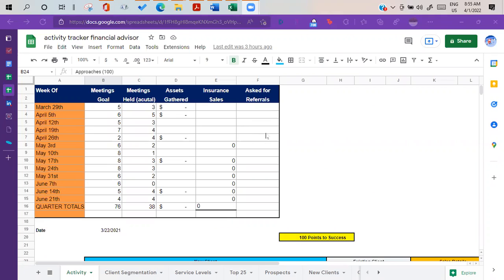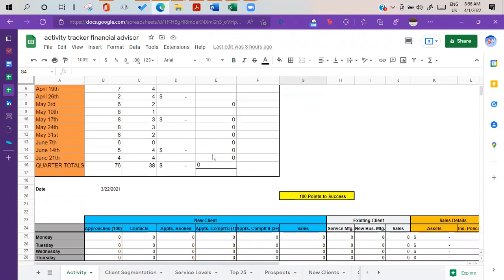Okay, part two was the activity tracker. Again, this one's not my own. I found it, it was posted on one of the blogs I belong to. Someone created it. It's pretty detailed, but there's a couple things you've got to have. Like, what are your meetings? How many meetings do you want for the week? How many meetings did you actually have? How many assets and how many insurance sales? And how many times did you ask? Those top ones are your key metrics you've got to be tracking.